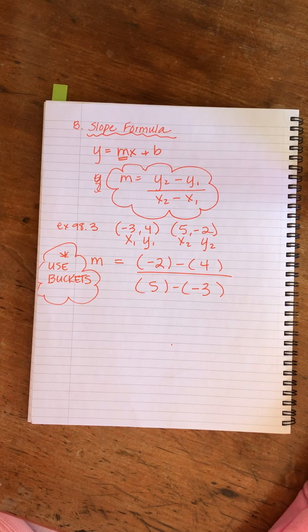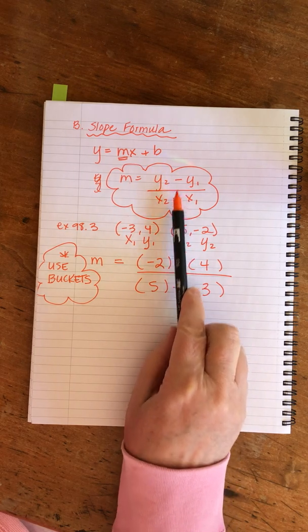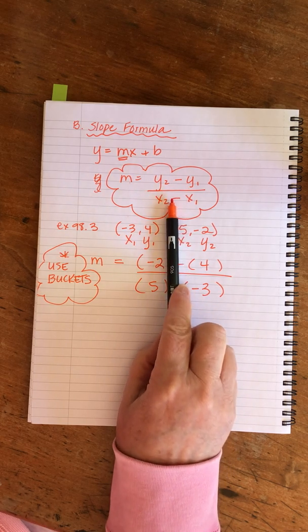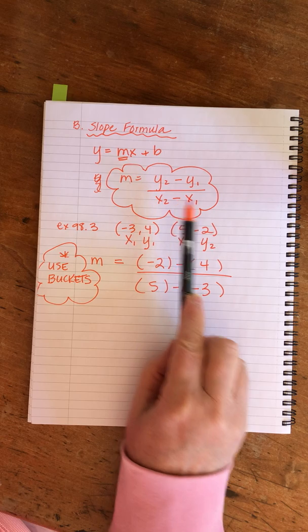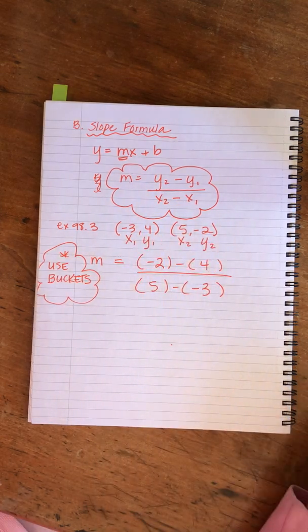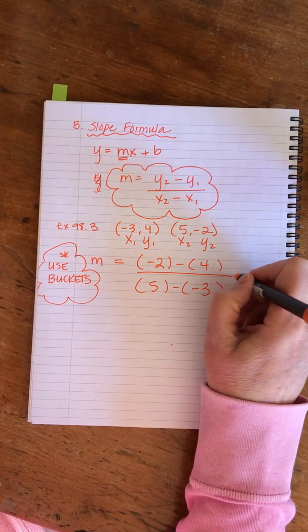Buckets are always a good idea, but especially whenever your formula has minus signs, that's when you really want to be careful and use buckets, okay? When your formula has minus signs. Because if you have minus signs in your formula and then minuses in your values that you're plugging in, it's easy to create a mess. With buckets, this is a piece of cake.